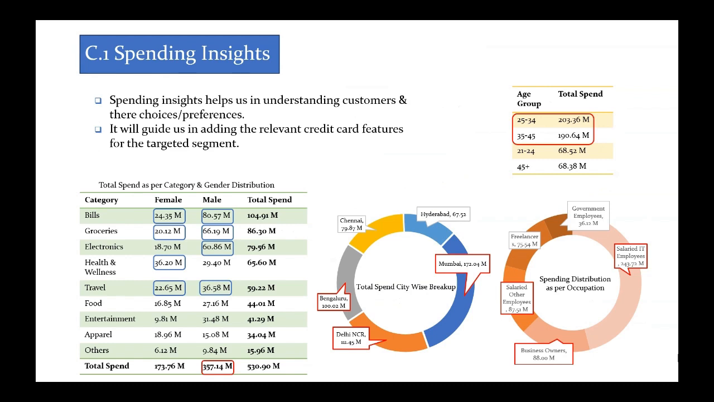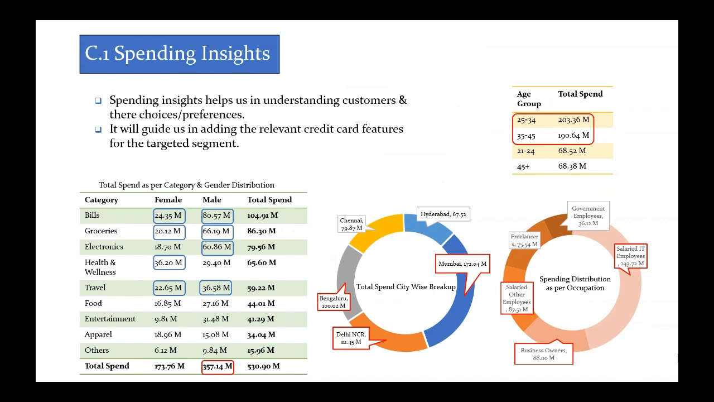Now, for understanding more about the customer and their preferences and behaviors, we need to look at the spending. Their total spending, if we see from the first table, category-wise, the most they spend is on bills, groceries, electronics, health and wellness, and travel. This table has been arranged in descending order as per the total spending.